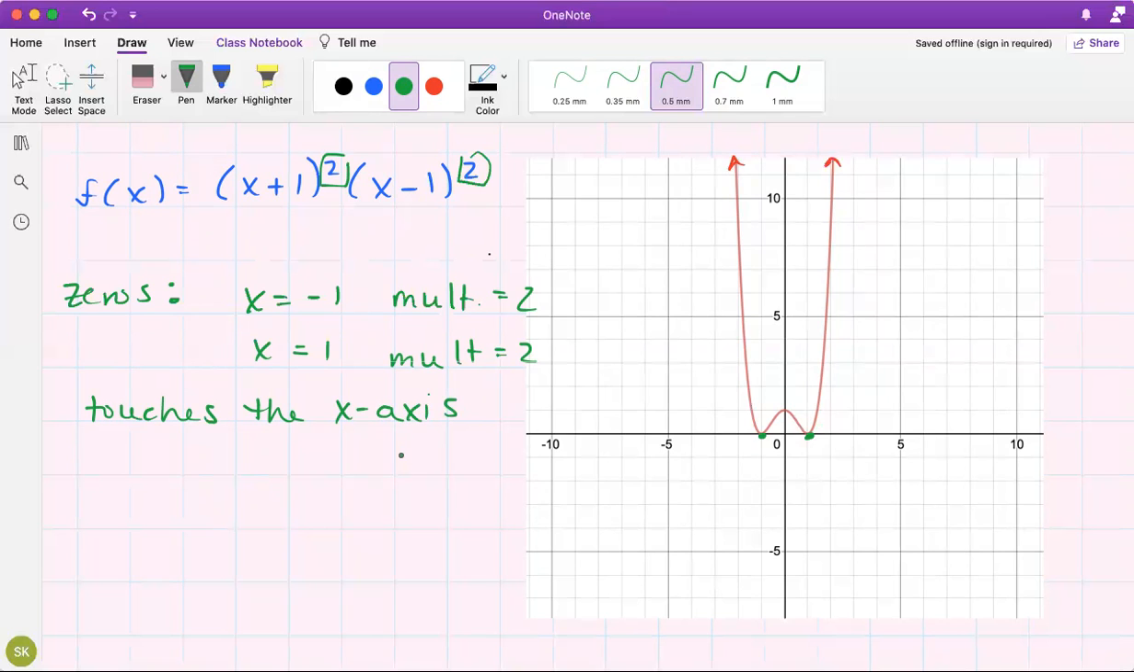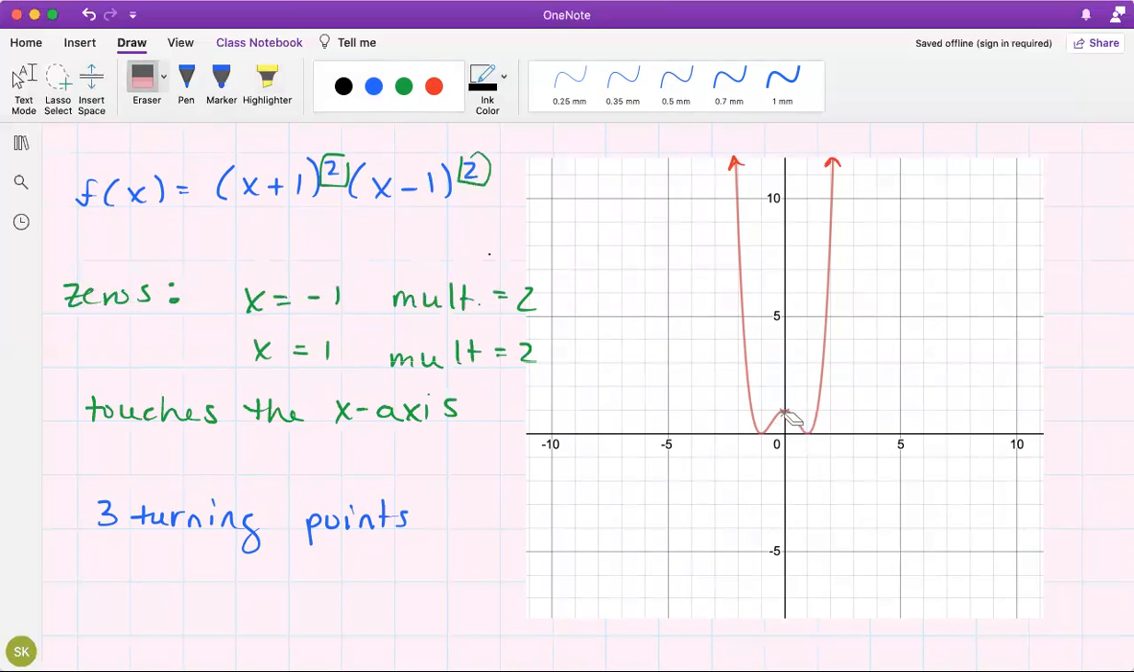Okay, and let's count the number of turning points we have here. That means find the number of maxima and minima you have. Here I have a minimum, here I have a maximum, and here I have a minimum. 1, 2, 3, so I have 3 turning points. And notice that I have a degree 4 polynomial, and 4 minus 1 is 3. I have the maximum number of turning points allowed for such a function.